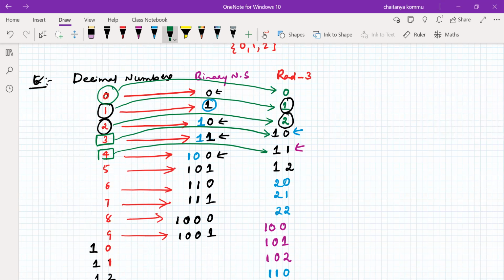So far we have seen any number system converted to decimal. Now what we are doing is converting decimal into binary, and decimal into radix 3. We are converting the decimal into binary, decimal into radix 3.